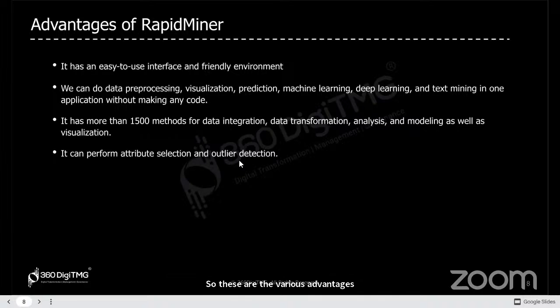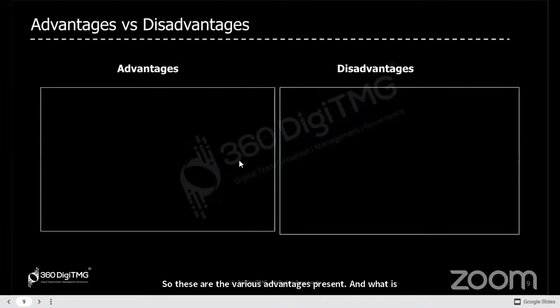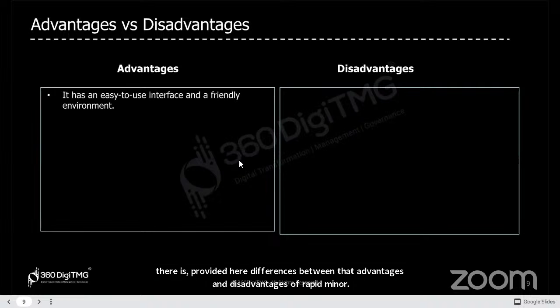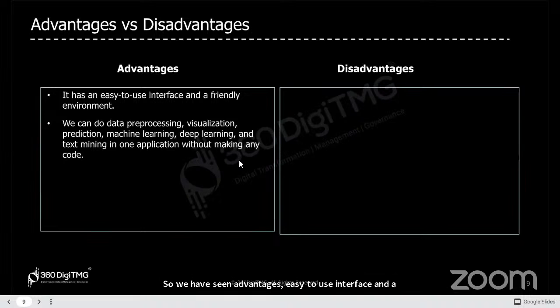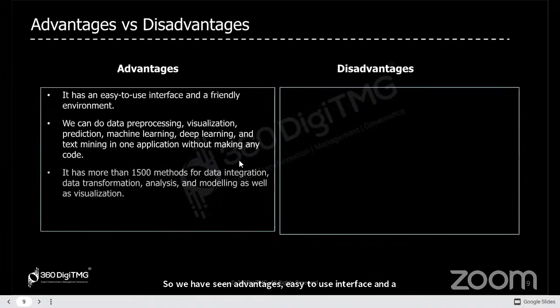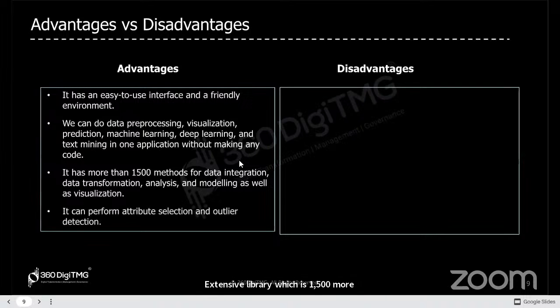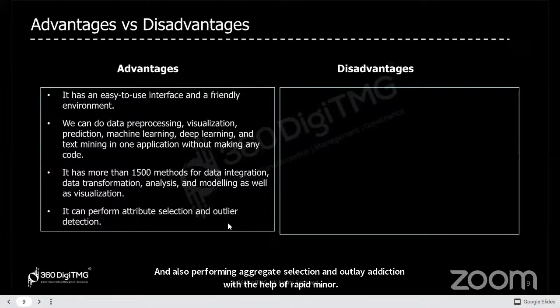And what is the next thing? Here the differences between the advantages and disadvantages of RapidMiner are provided. We have seen the advantages: an easy-to-use interface and friendly environment, performing various tasks without writing any code, an extensive library of more than 1500 methods, and performing attribute selection and outlier detection with the help of RapidMiner. These we have seen before. Now, what about the disadvantages?